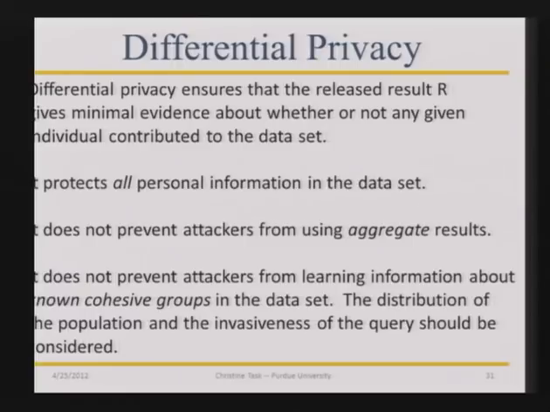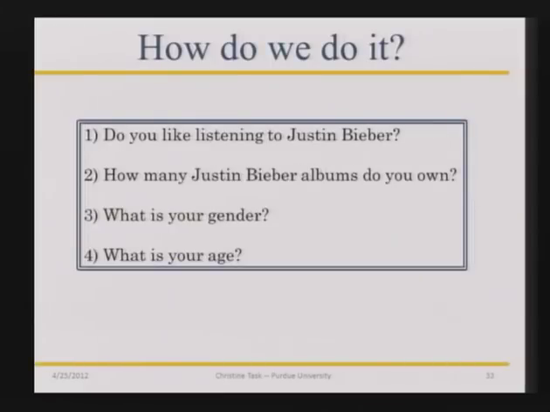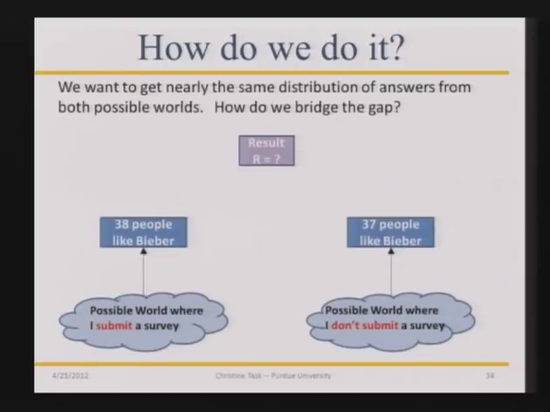What differential privacy does is it provides a rigorous guarantee of individual information. Okay. How does it do it? Well, we'll go back to our survey. We want to get nearly the same distribution of answers from both possible worlds. How do we do that? How do we bridge the gap?